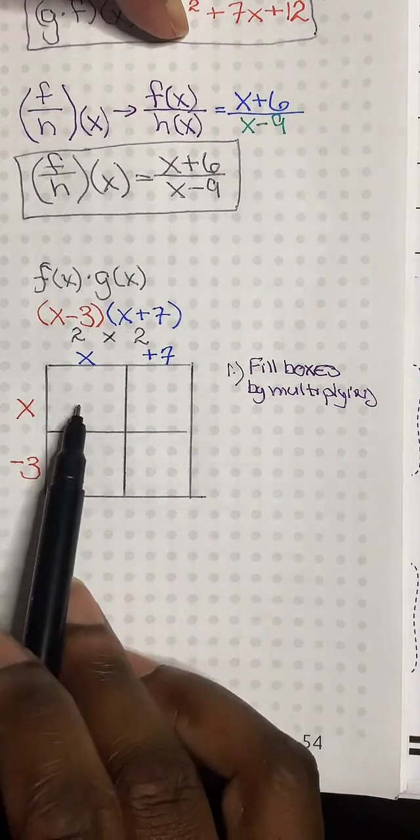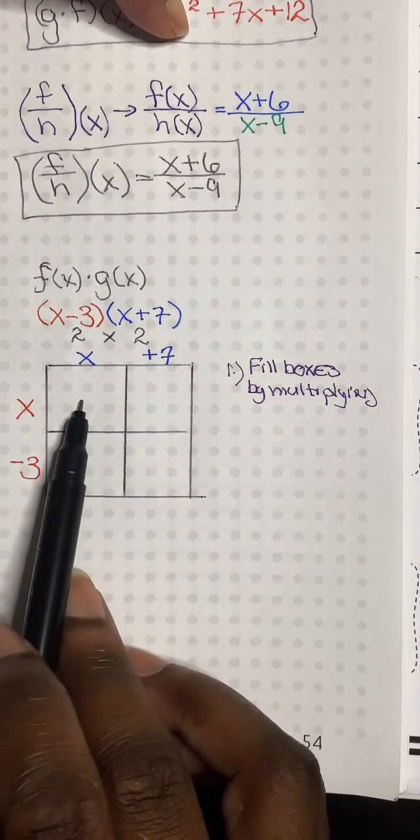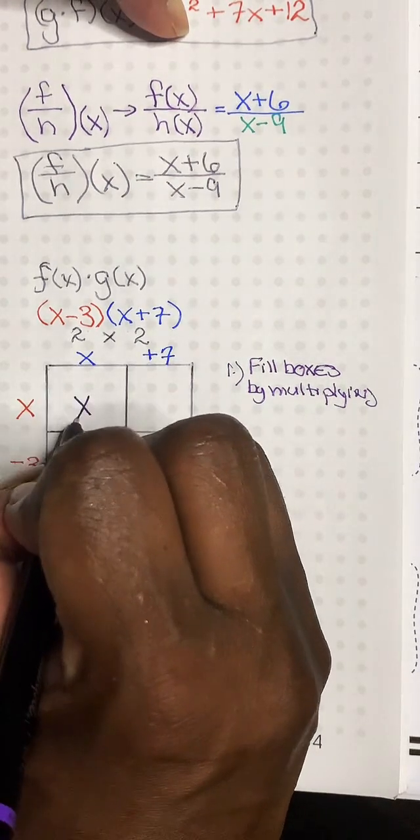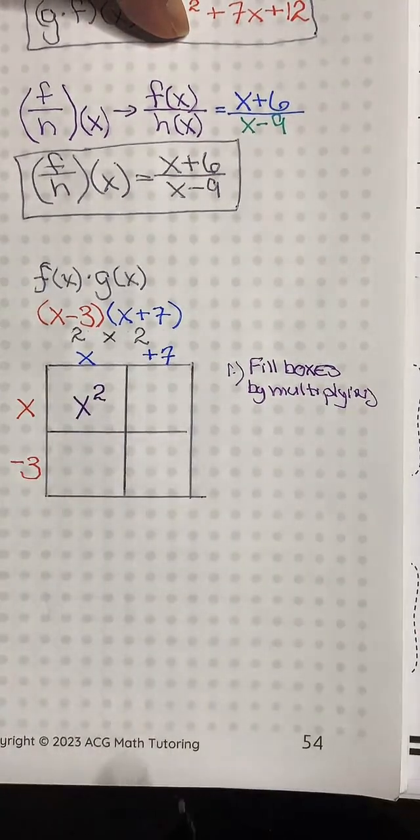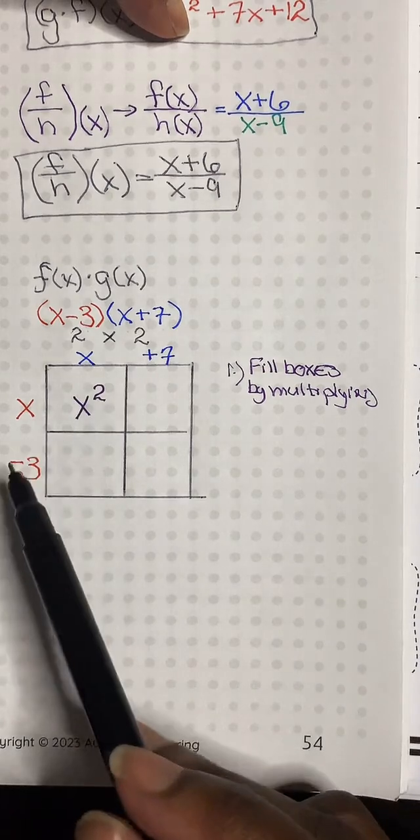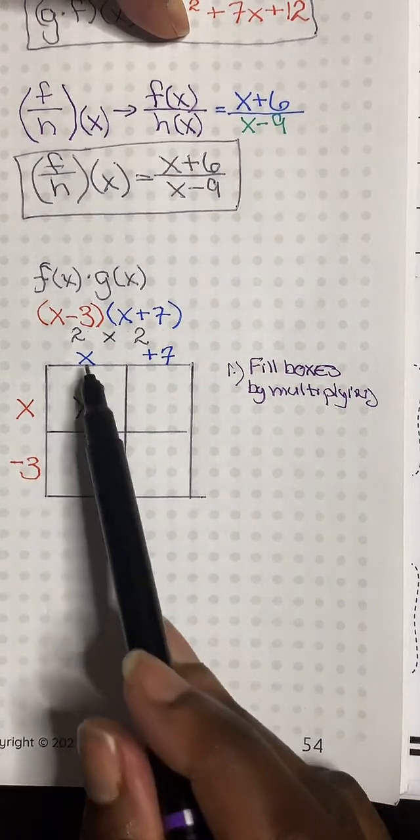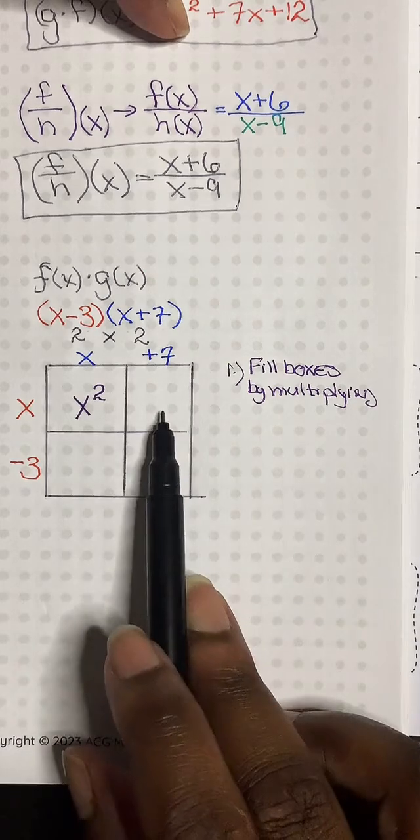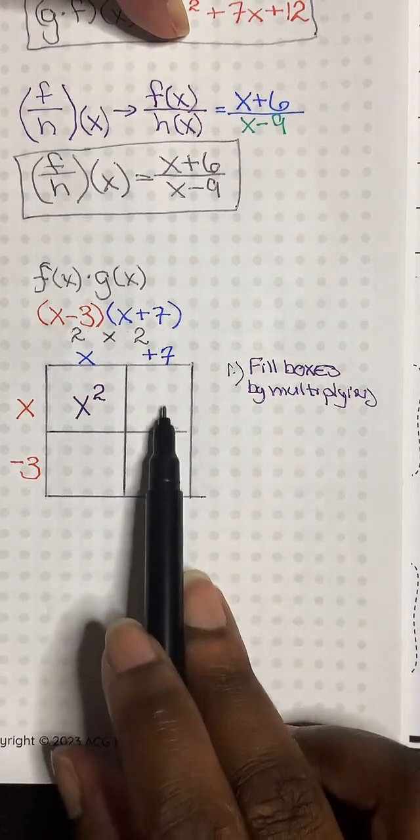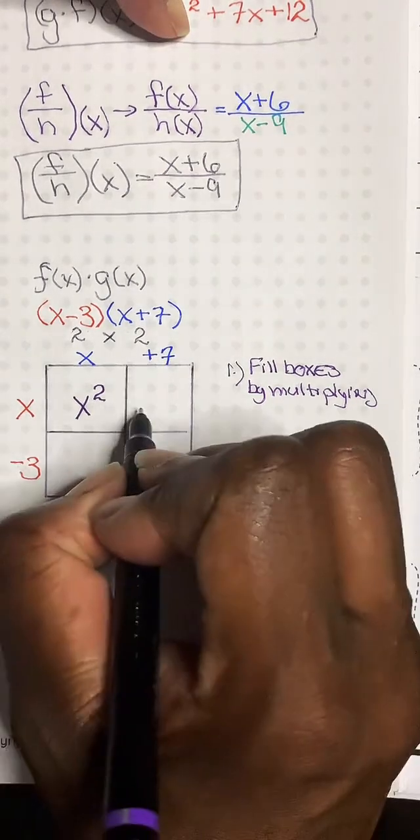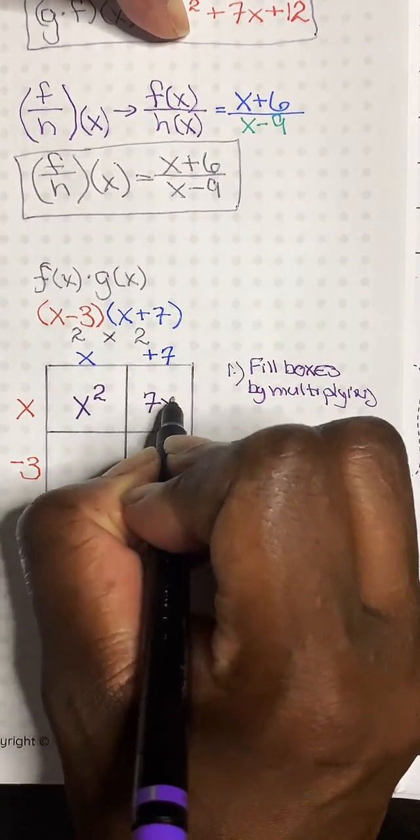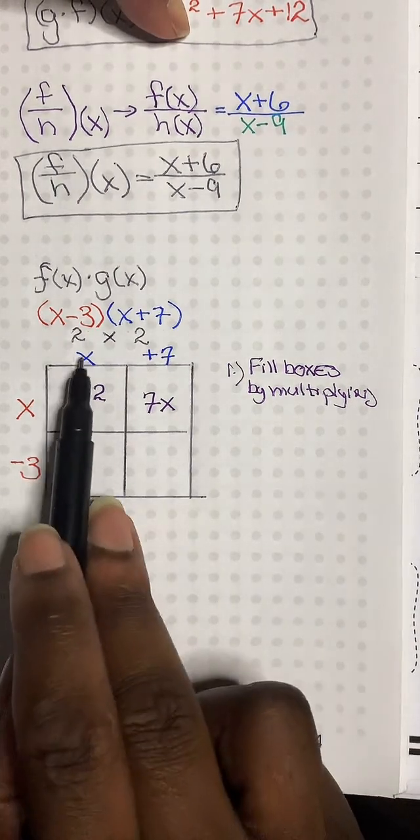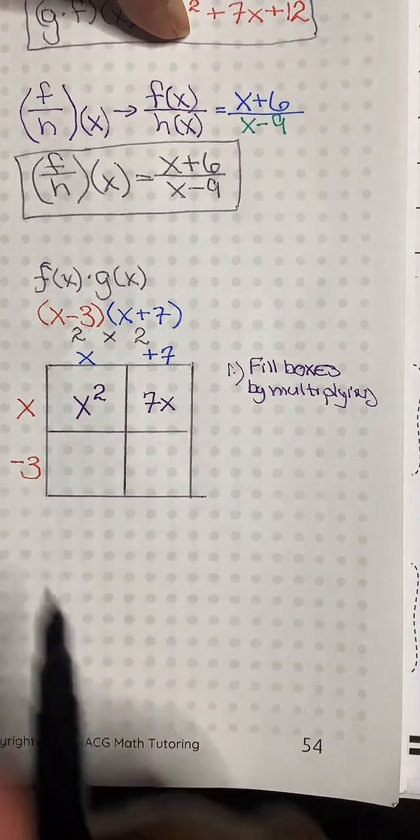In order for me to fill this box here, I have to multiply x times x. So x times x gives me x squared, not 2x. 2x happens when you're doing x plus x. X times x, that's when you're going into the x squareds. Now to fill this box, I multiply 7 and x, and it gives me a positive 7x. To fill this box, I got to multiply my x and my negative 3.